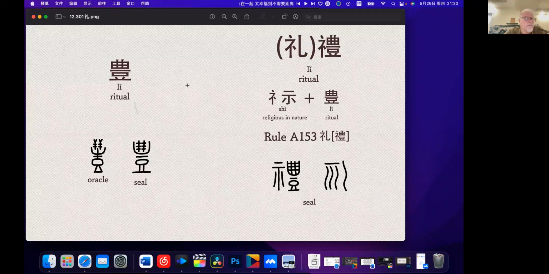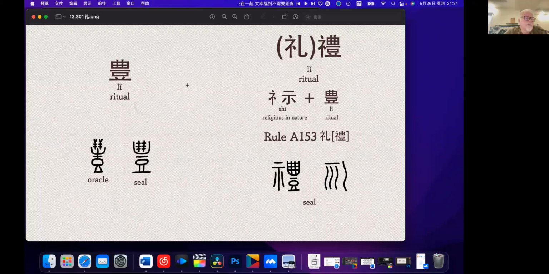So on the right-hand side, we have the modern character li, which means ritual. We have the modern word li bai. Li bai tian means Sunday. It means the ritual offering to heaven. Li bai tian is a Chinese word, but it comes from the Christians.